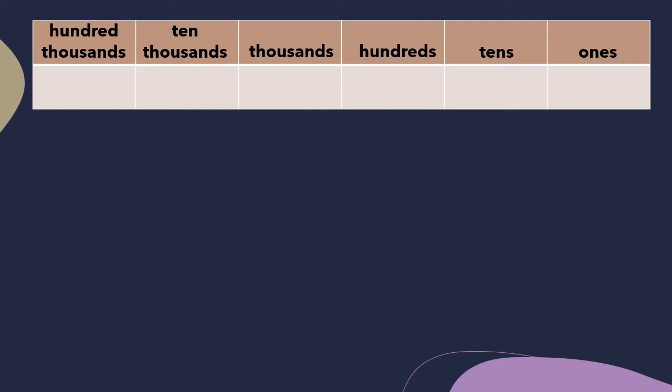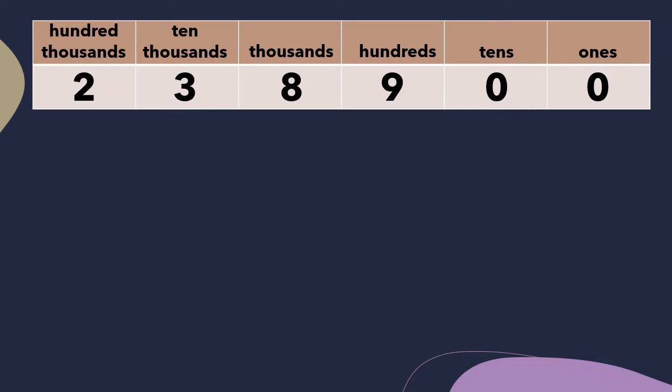So we're going to put some digits into this place value chart and look at the different ways that we can write this particular number. So let's put a 0 in the ones column, a 0 in the tens column, a 9 in the hundreds column, an 8 in the thousands column, a 3 in the 10,000s column, and a 2 in the 100,000s column.